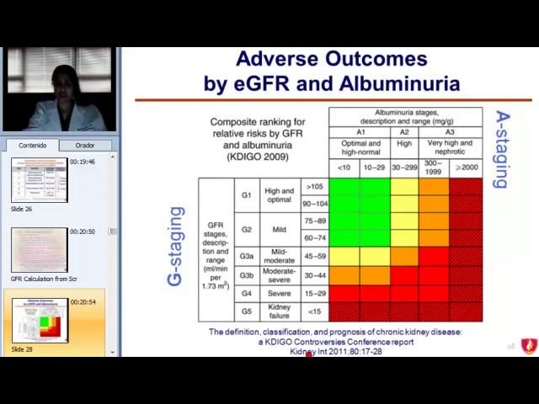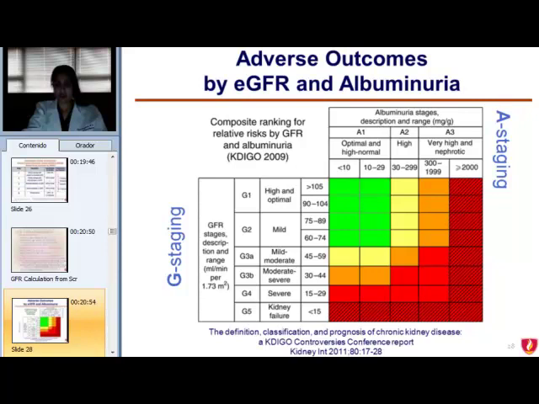Multiple formulas are used, and I have them here for your reference. The KDIGO modification of this staging system after the Controversies Conference was just published in 2011. Besides the G staging I just discussed, they added the A staging. The A staging includes albuminuria based on the albumin creatinine ratio, and less than 30 is considered normal.